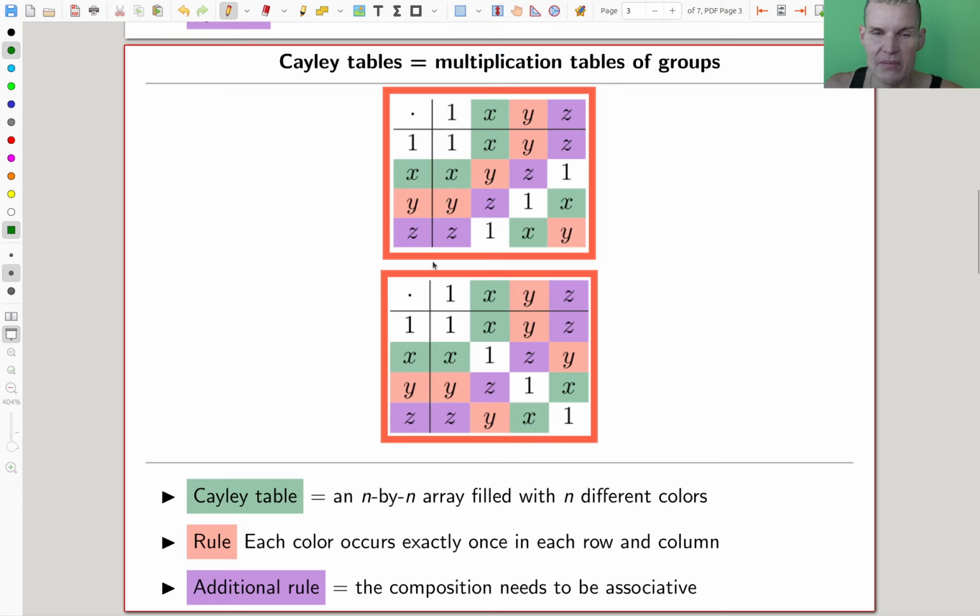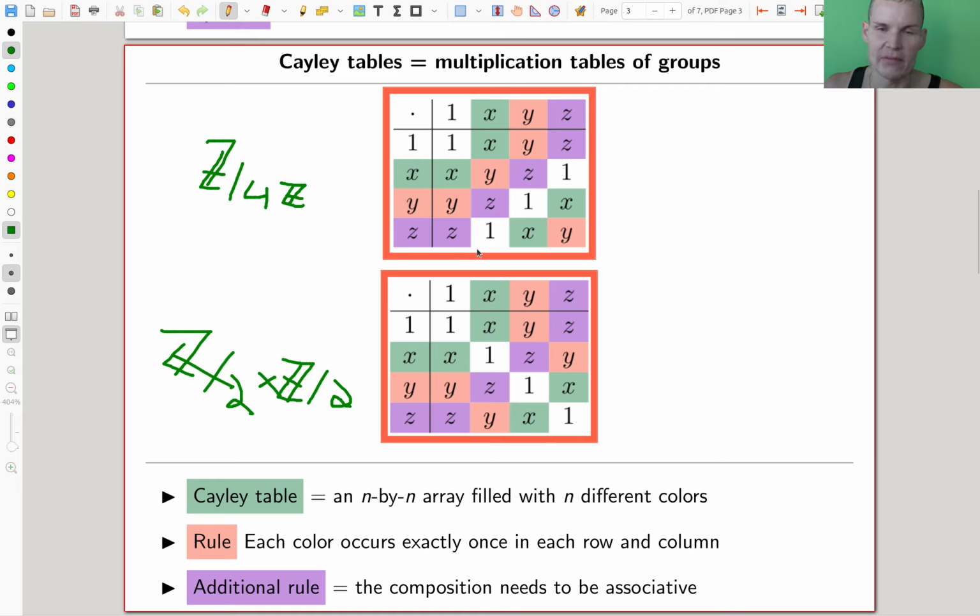So here I have two examples of groups of order 4. I call the elements 1, x, y, z, and I have two different multiplication tables. I let you guess for a second which one is which. The top one here is Z mod 4, the first group of order 4, and the bottom one is the Klein 4 group, so Z2 cross Z2. Both are of order 4, but they have a slightly different multiplication table, and those Cayley tables are only defined up to permutation.